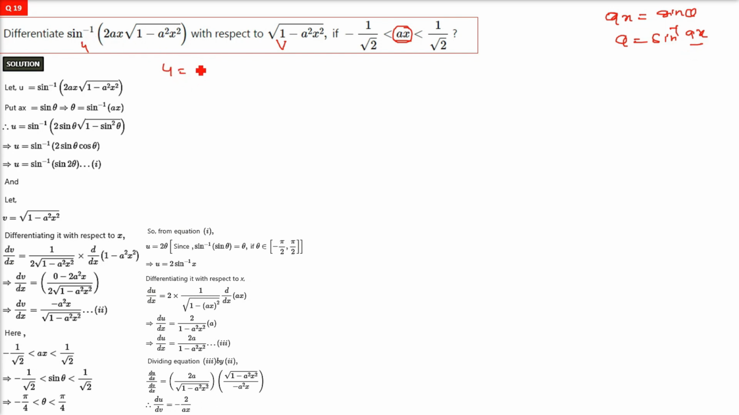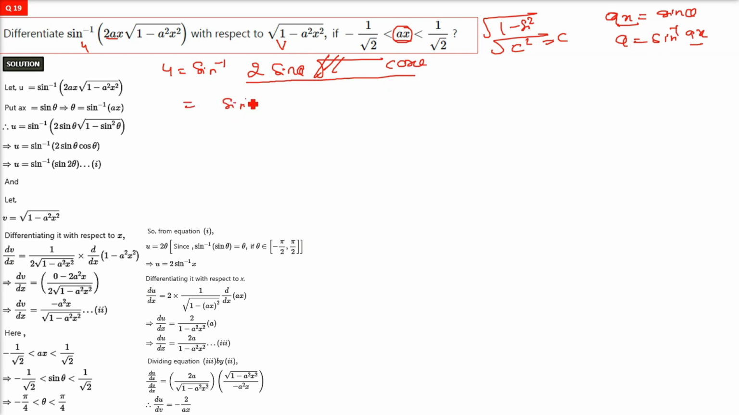U is sine inverse of 2ax under root 1 minus a square x square. So this is twice of ax, so it will be 2, ax is sine theta, under root 1 minus sine square theta. 1 minus sine square theta is cos square theta. Under root cos square theta is cos theta. So I am just replacing it by cos theta. 2 sin theta cos theta is sin 2 theta. So sin inverse sin 2 theta, you can cancel this. U is 2 theta. And the range you already know how to check it.